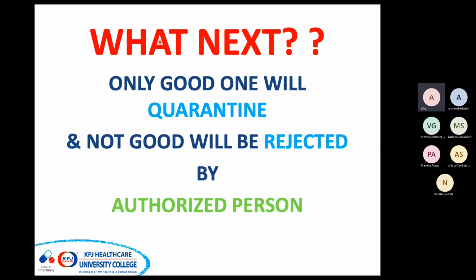Then what will you do next? Only the good ones, all of the good material that passes all the checking, will be put into quarantine. That means a holding area in the warehouse, while the items that you feel are not up to your standard will be rejected by the authorized person. Normally the authorized person will be from the quality department as well, because they know what to expect and what quality level you want to have.